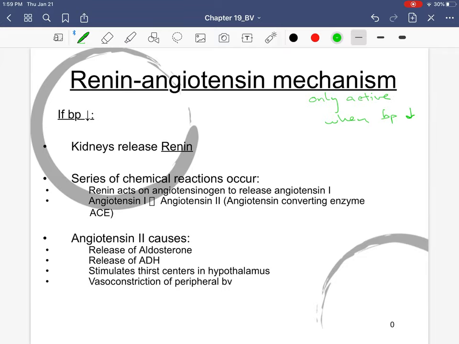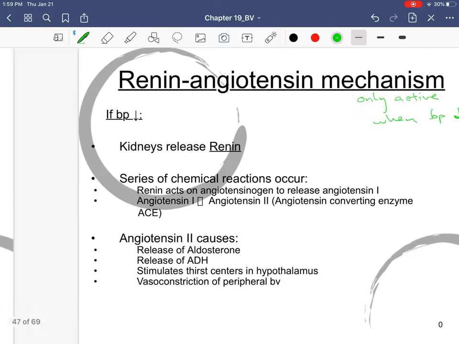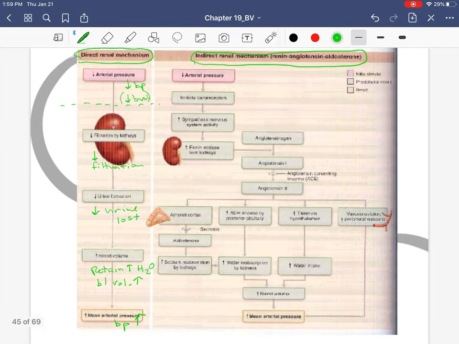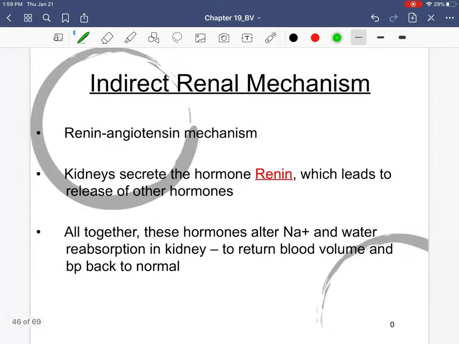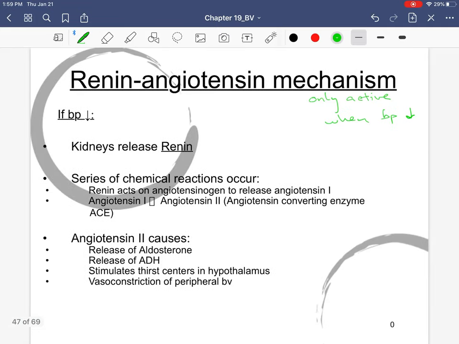Now, this mechanism is only active when blood pressure drops. The direct renal mechanism can work both ways. Here I've given you an example of what it would do if blood pressure drops, but I could also say, well, what if blood pressure is too high? Then the opposite would happen. The kidneys would increase the filtration, so you pee more. But on the indirect side, it's really only going to be active when blood pressure drops.